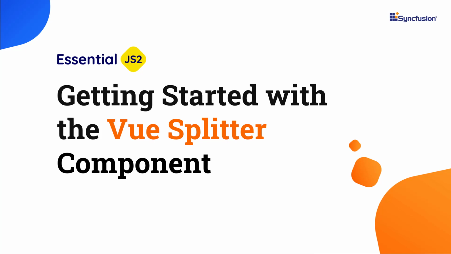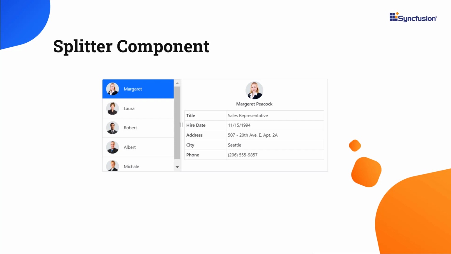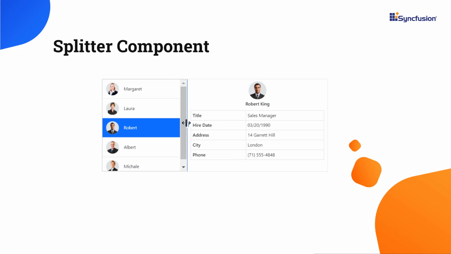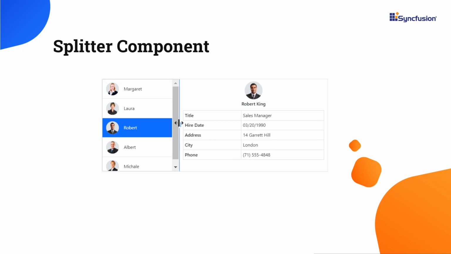Welcome to the Vue Splitter component tutorial. The Syncfusion Vue Splitter component is used to design Outlook-like applications using multiple horizontal and vertical panes. You can resize the panes horizontally or vertically to change their dimensions.